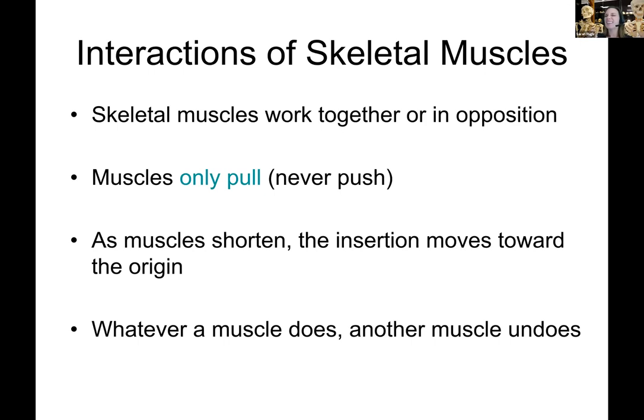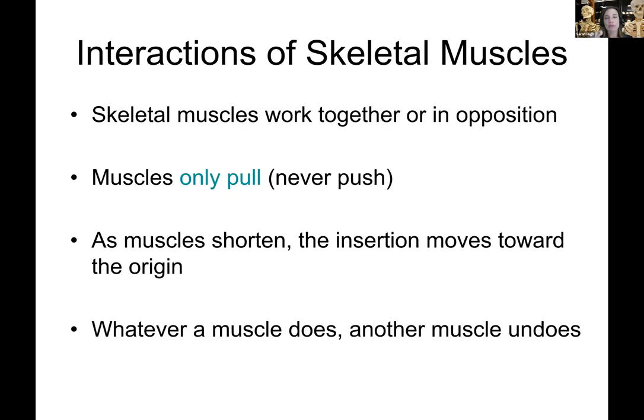So if you work out, you lift weights, we tell people to work opposing muscle groups. That's what we're talking about. If you're going to work muscles on one side of the joint, like your bicep, make sure that you also work out your tricep on the other side of the joint, okay?